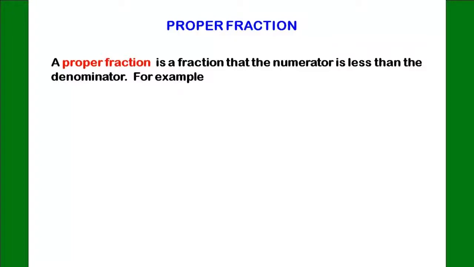Here are some examples. 3/4. 3 is less than 4. 3 is the numerator and 4 is the denominator. 10/100. 10 is the numerator, which is less than 100, the denominator. And that is why it is called a proper fraction. 5/25. 5 here is less than 25. So, this is equally an example of a proper fraction.